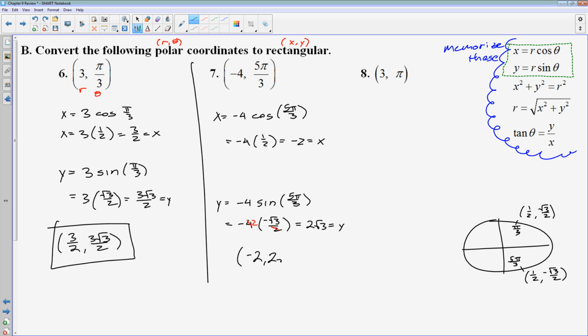Negative 2 and 2 root 3. Okay, here. I wanted that. Well, that's kind of ugly.